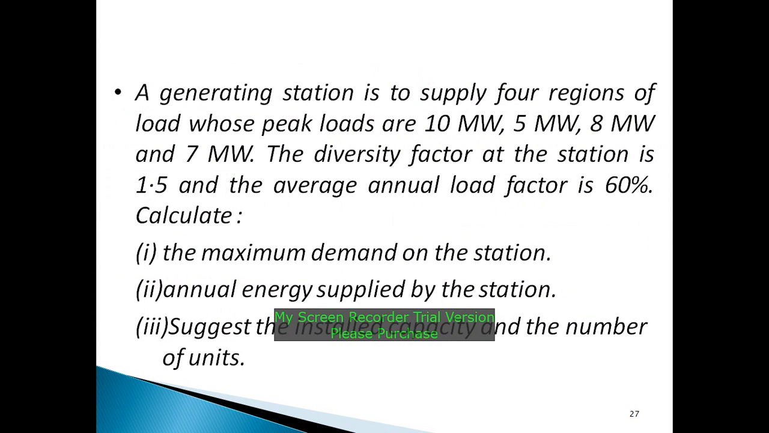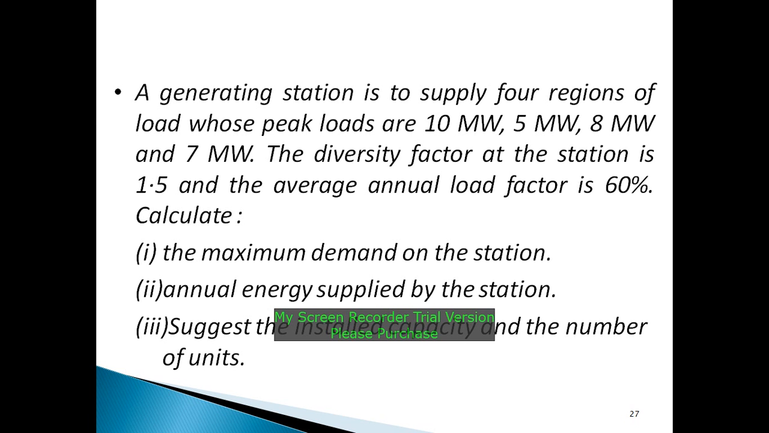Another problem: a generating station is to supply 4 regions of load whose peak loads are 10 megawatt, 5 megawatt, 8 megawatt and 7 megawatt. The diversity factor of the station is 1.5. The diversity factor is given. What is diversity factor? The diversity factor is the sum of individual maximum demands divided by the maximum demand.